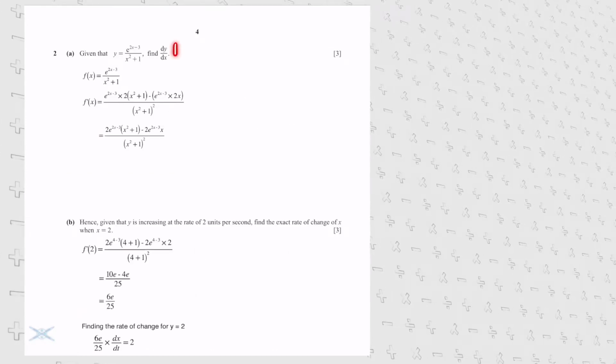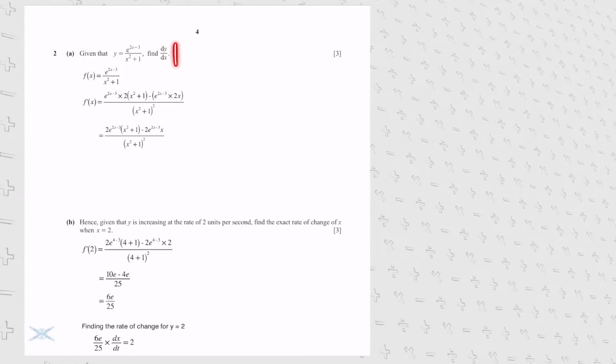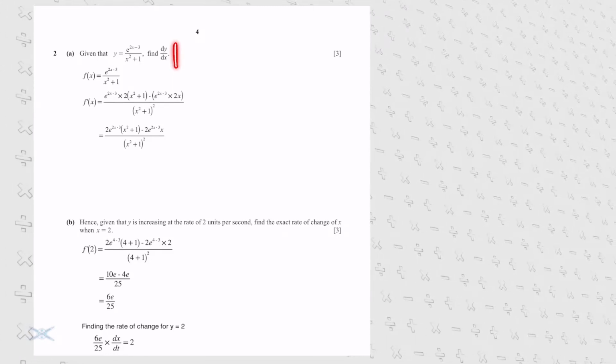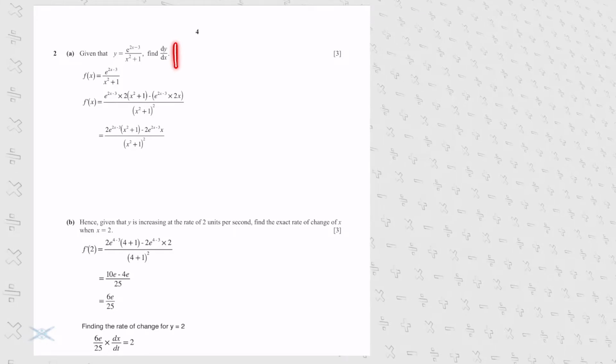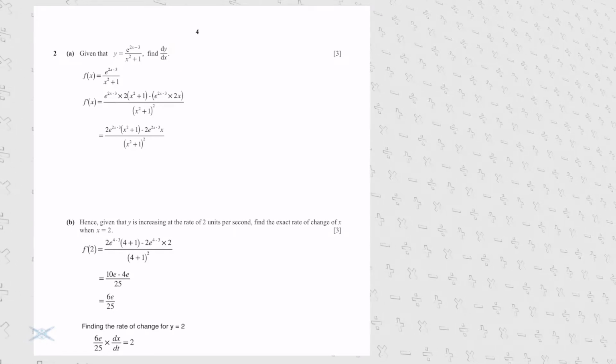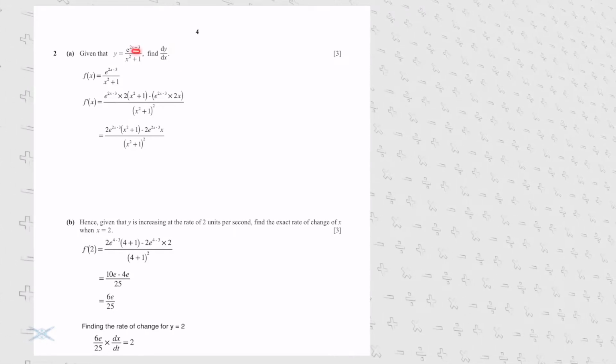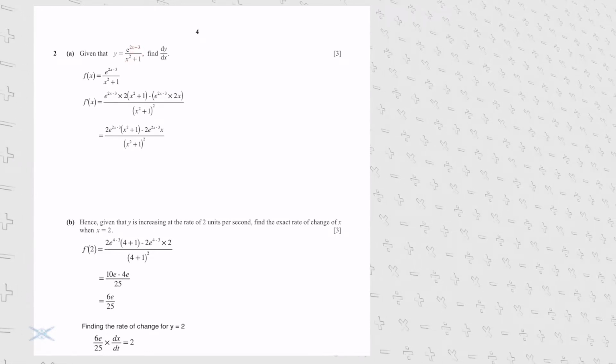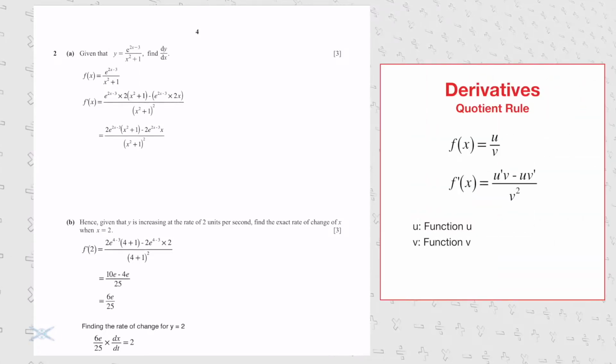In exercise 2a, we are supposed to find the first derivative of the function y equals e to the power of 2x minus 3, over x squared plus 1. Since our argument x occurs in the numerator as well as in the denominator, we will have to employ the quotient rule for derivatives, which you are provided with on the right-hand side of your screens.